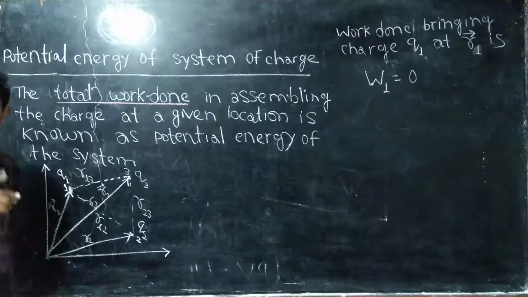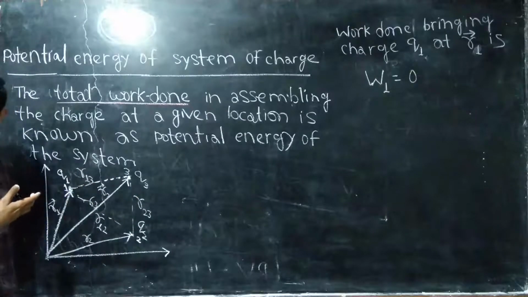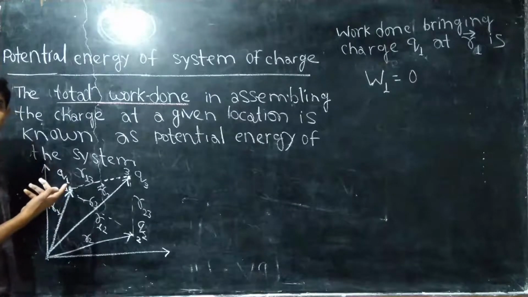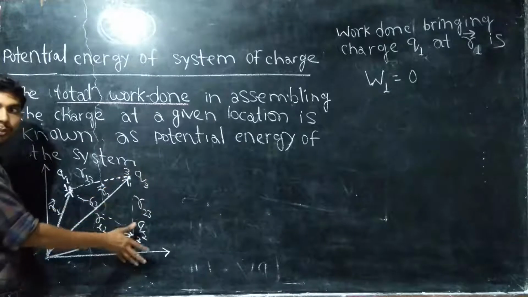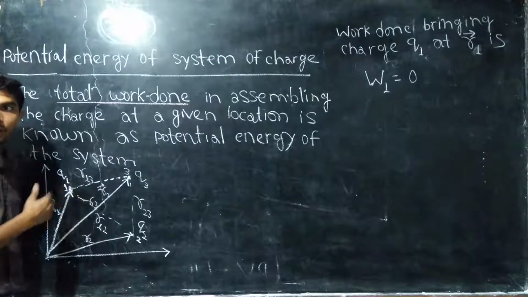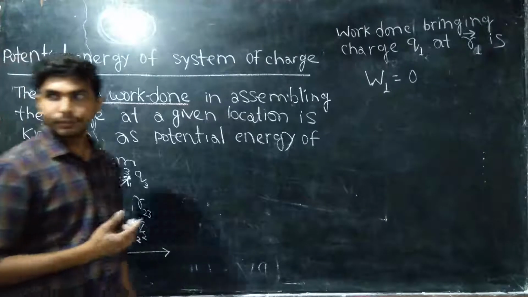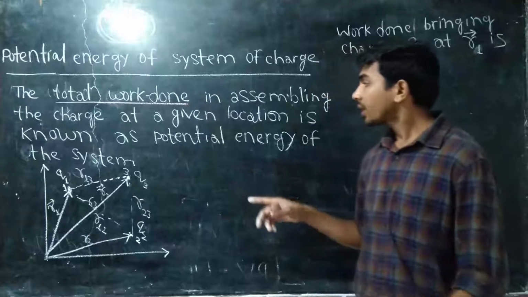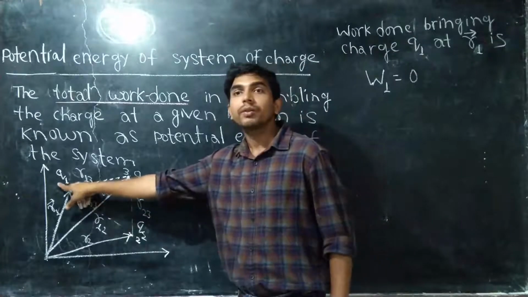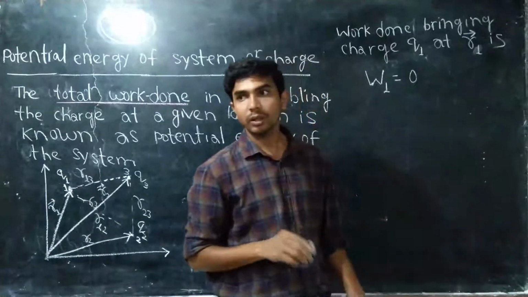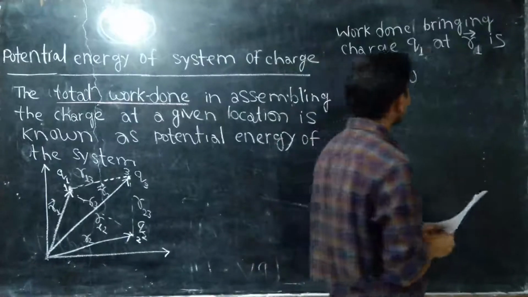Potential is mainly due to charge. No charge, there will be no potential, right? No potential means no work done. So we can say this charge is absent, the potential here is 0, so the work done will be 0. One thing is clear: work done in bringing charge Q1 is 0.